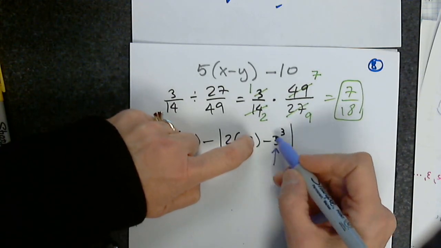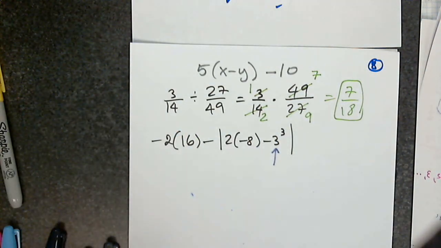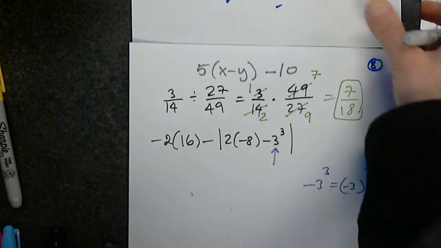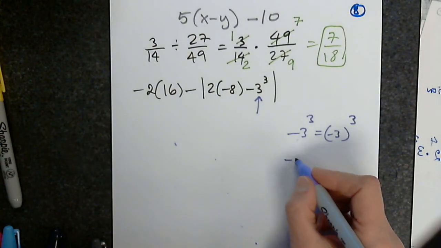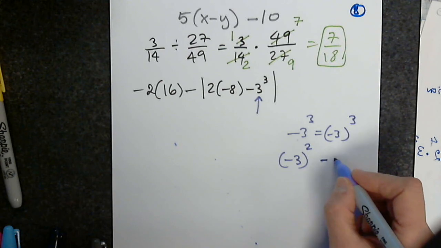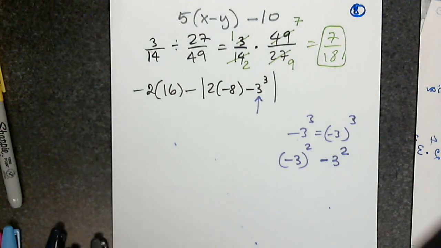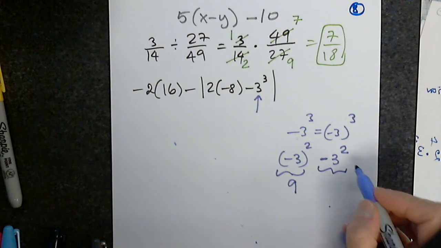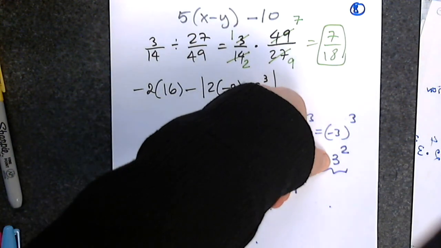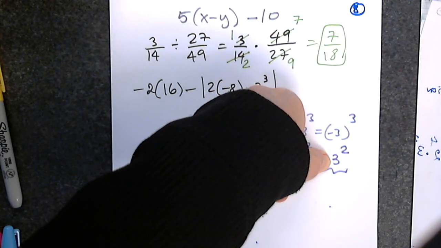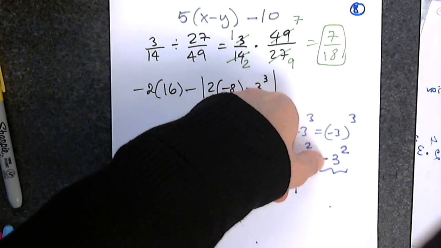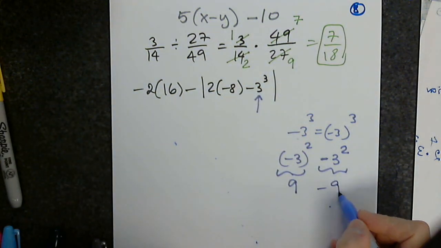One more time. Not negative 3 to the third, although it's not going to make any difference. Negative 3 to the third happens to be the same as this. However, negative 3 squared, is this the same thing as this? The answer is no. Careful. This is positive 9. This is not positive 9. This is 3 squared, which is 9, multiplied by negative 1, which is negative 9.